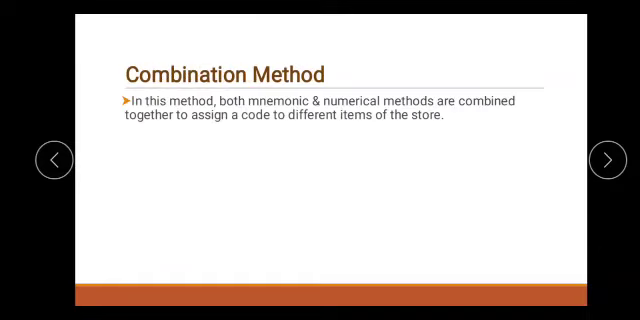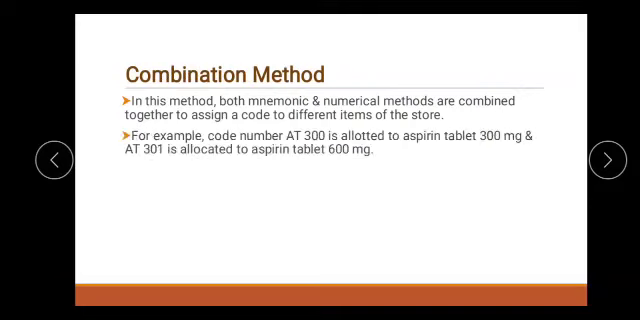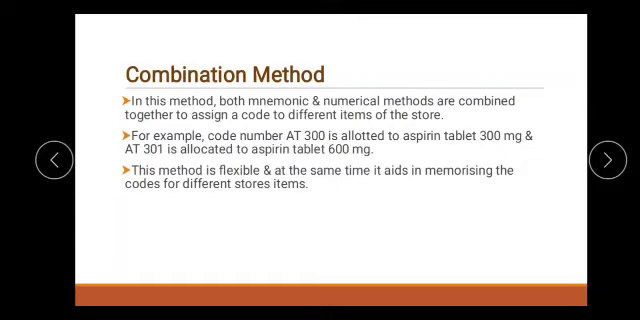Fourth method, combination method. In this method, both mnemonic and numerical methods are combined together to assign a code to different items of the stores. For example, code number AT-300 is allotted to aspirin tablet 300 mg and AT-301 is allocated to aspirin tablet 600 mg. This method is flexible and at the same time it aids in memorizing the codes for different store items.